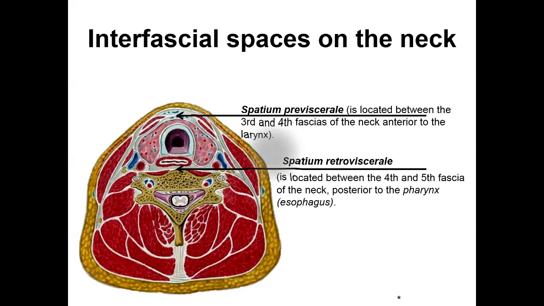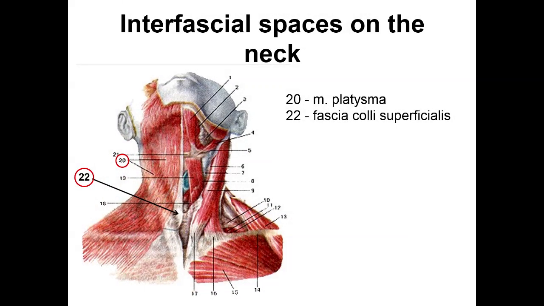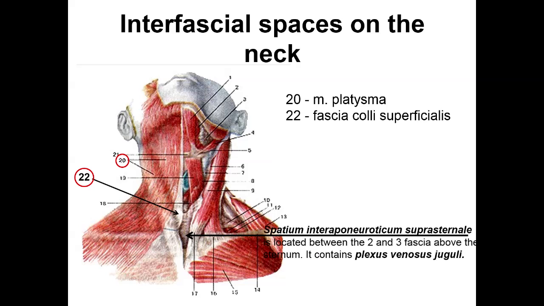And one more interfascial space, we shall use this black arrow to demonstrate spatium interaponeuroticum suprasternale, which is located between the second and third fascia above the sternum. Here it is, sternum. We can say that it contains plexus venosus juguli.